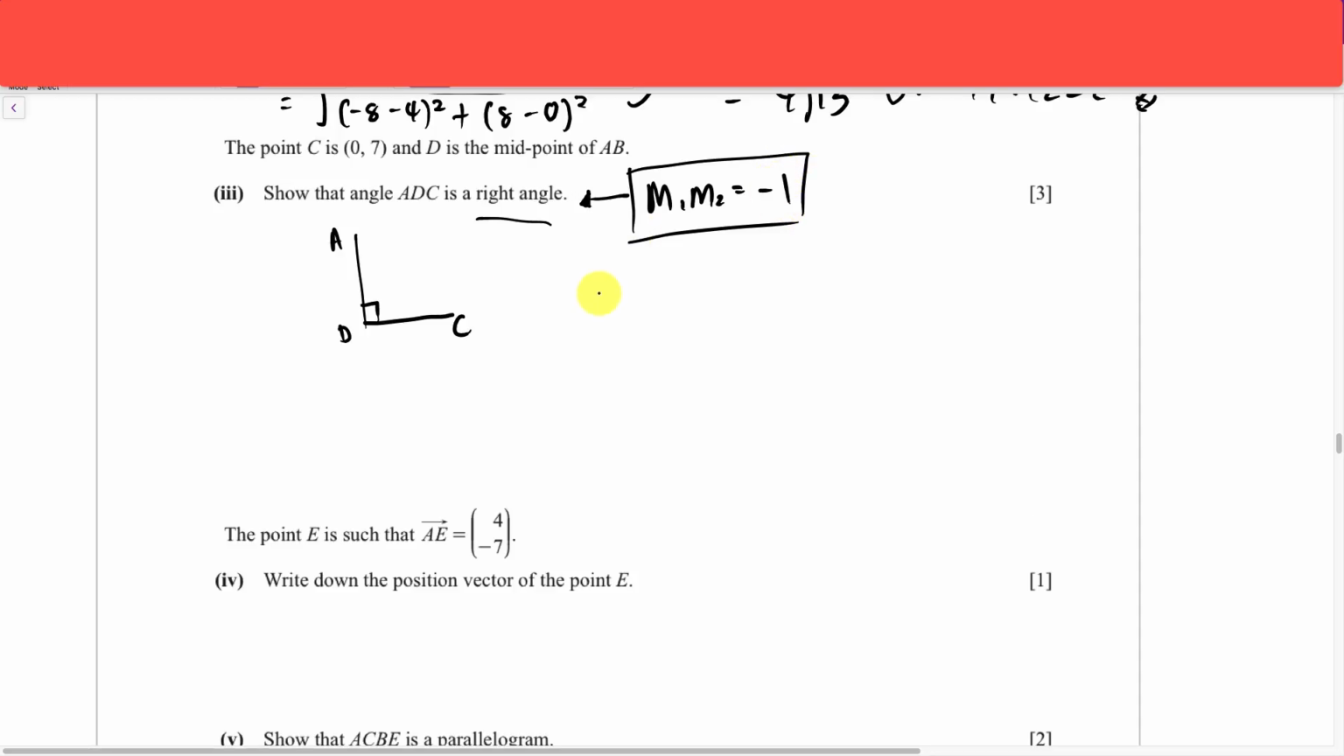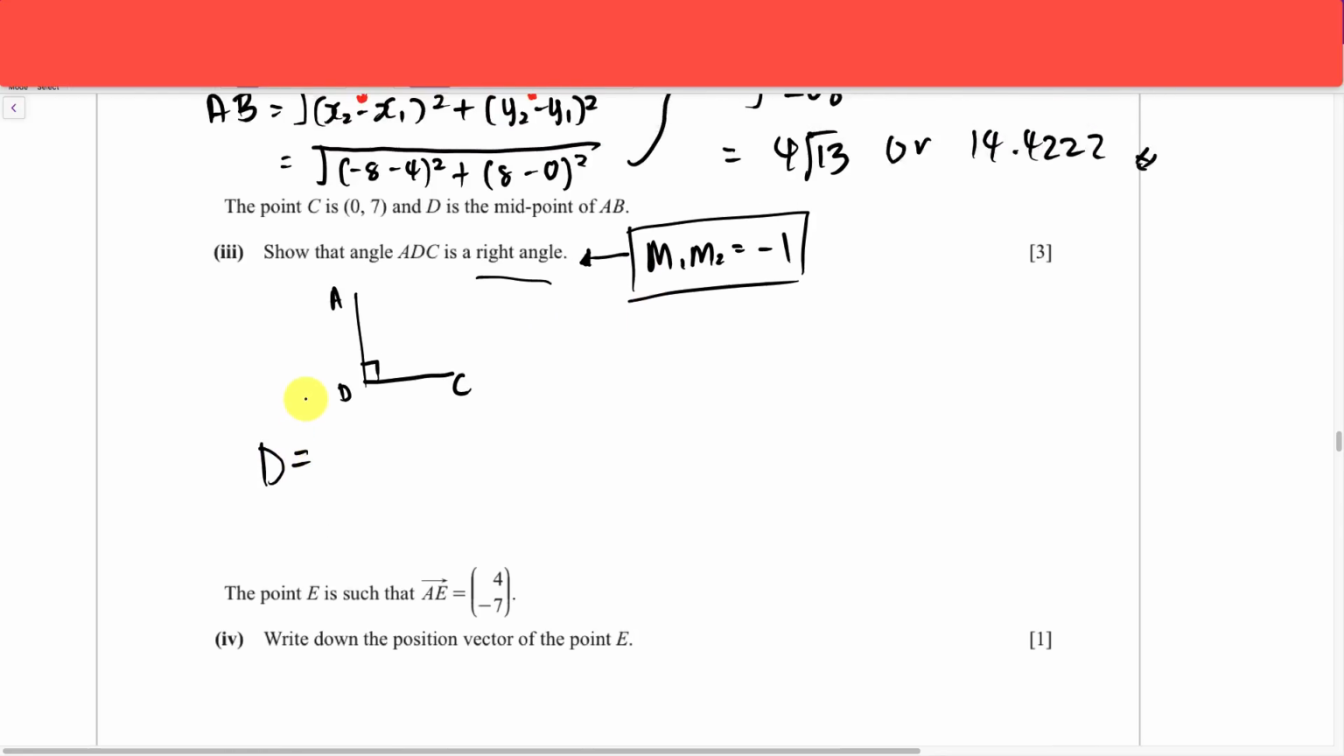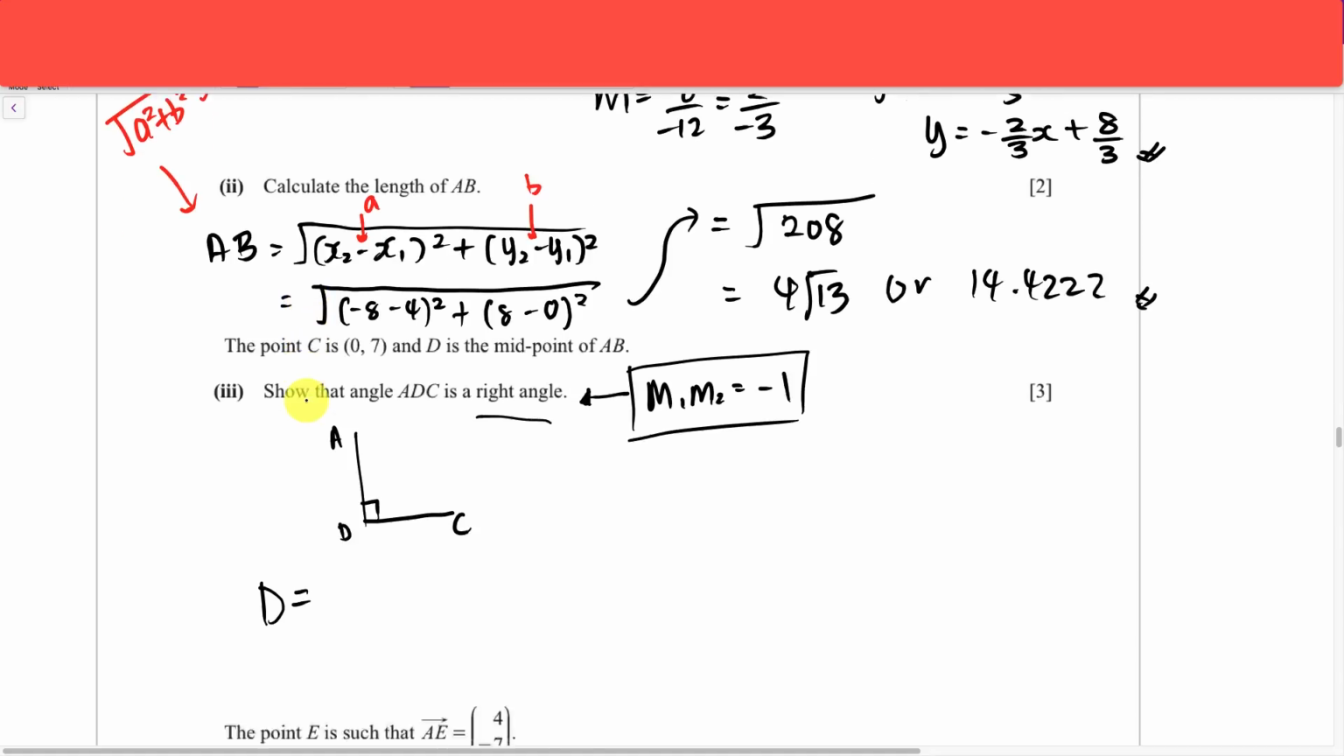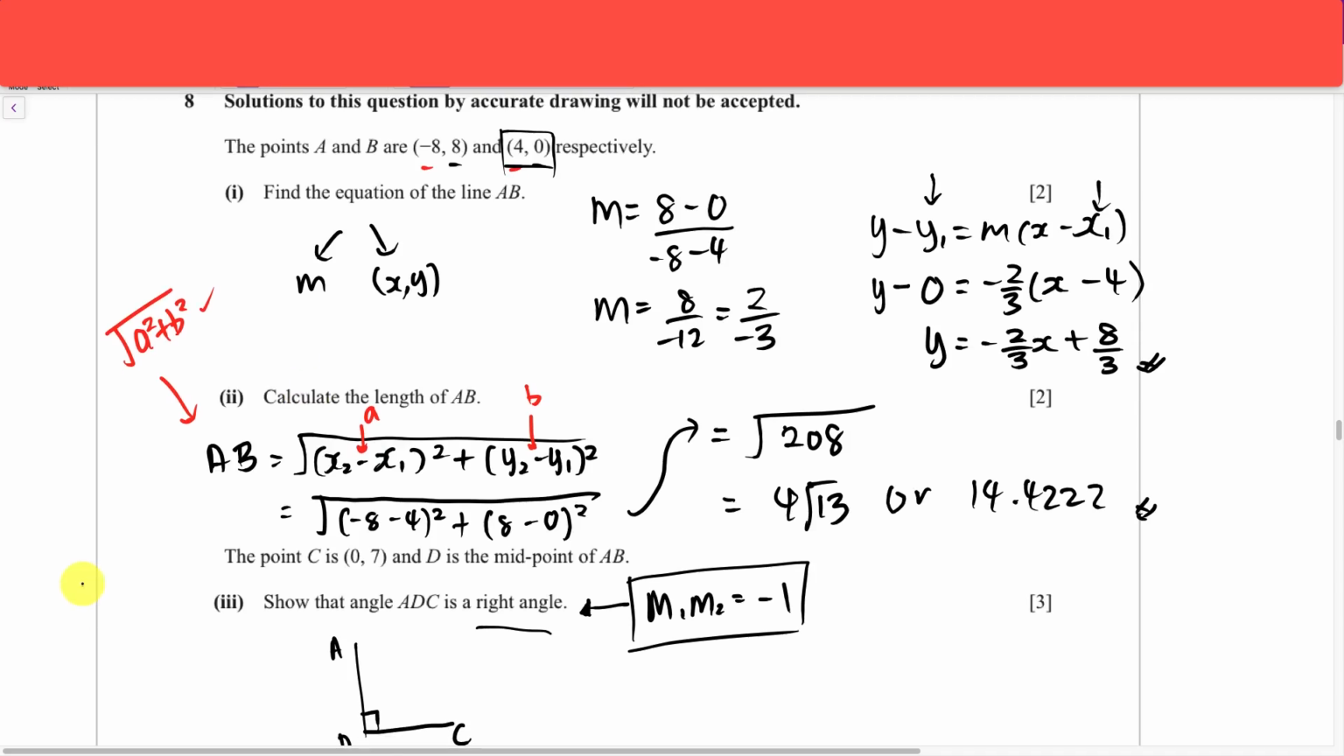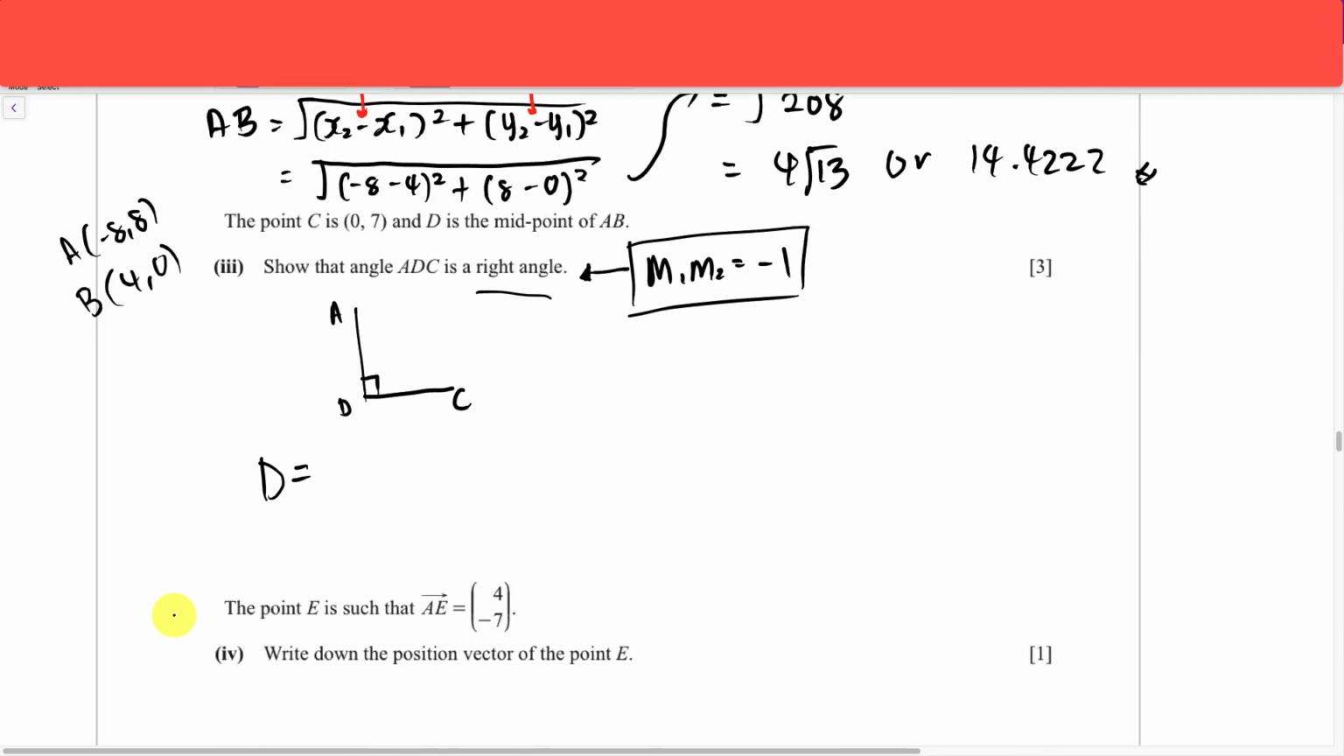The first thing is I need to find coordinate D first. D is the midpoint of AB. So what are the coordinates of A and B? Let me write it down. Not enough space here. A should be (-8, 0), B will be (4, 8). You should know how to find the midpoint. It's just x plus x divided by 2, comma, y plus y over 2. This is -8 plus 4, so it should be -2, and this one should be 4. This is coordinate D.